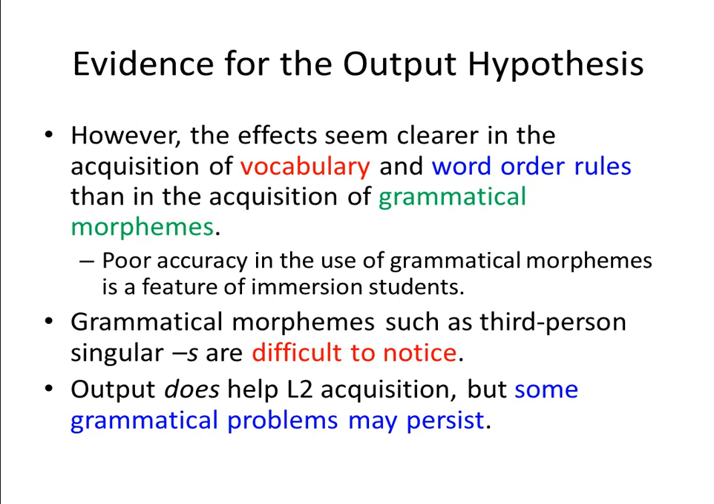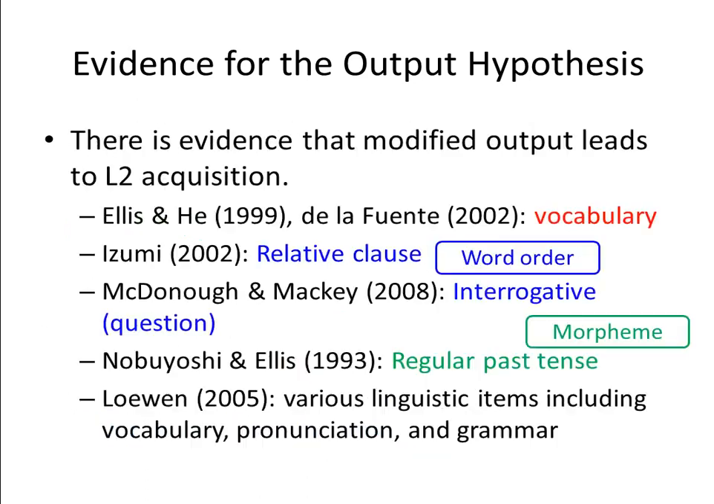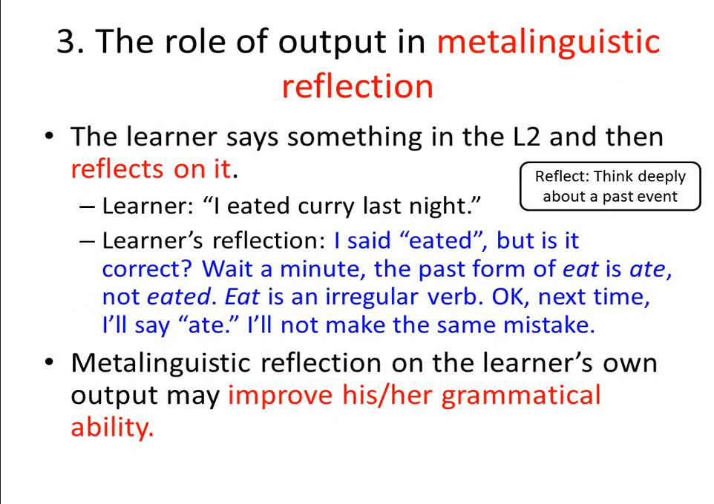But actually, we don't have much evidence for the acquisition of grammatical morphemes facilitated by output. And why is that so? Because grammatical morphemes such as third person singular s, for example, are difficult to notice. So noticing is a very important component of the output hypothesis.